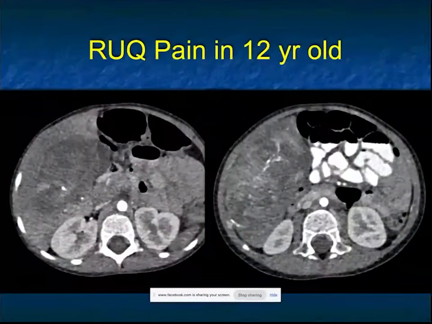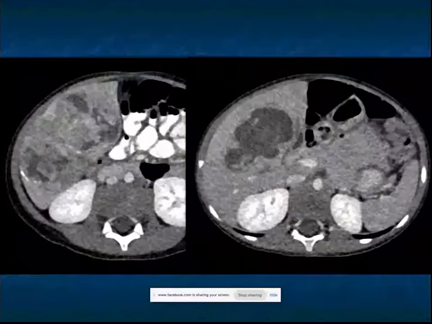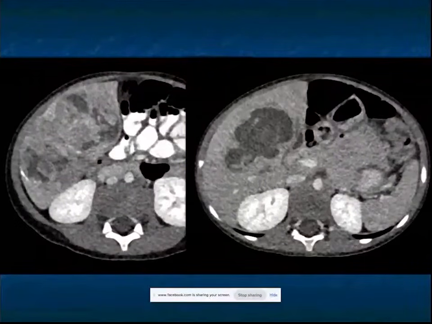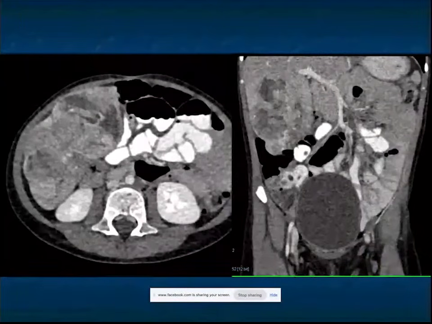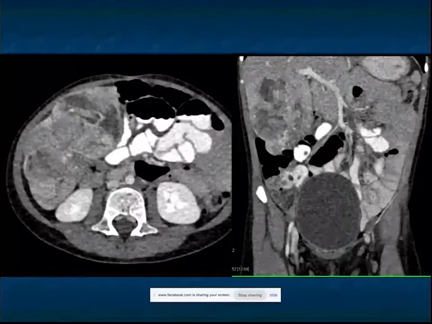Right upper quadrant pain in a 12-year-old. There's an infiltrating tumor in the liver. There's areas of calcification. There's areas of necrosis. There's areas of vascularity. Now, it looks like an aggressive tumor. In a 12-year-old, you rarely see hepatomas. You can see fibrolamellar hepatomas in teenagers, but unlikely in 12-year-olds.